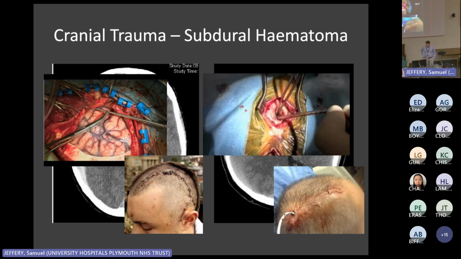Whereas with the chronic subdural, the blood is now liquefied, and so can be evacuated through a small hole, just one or two burr holes, and these patients wake up pretty quickly, go back to the neurosurgery ward, and usually make a fairly good and quick recovery.